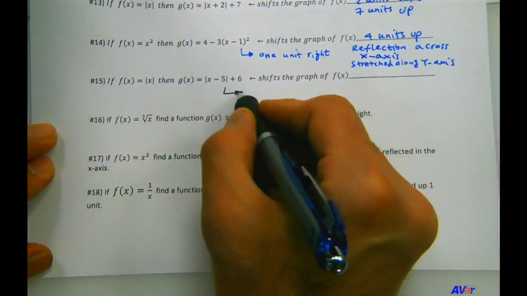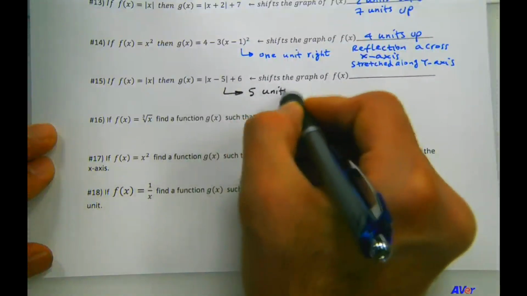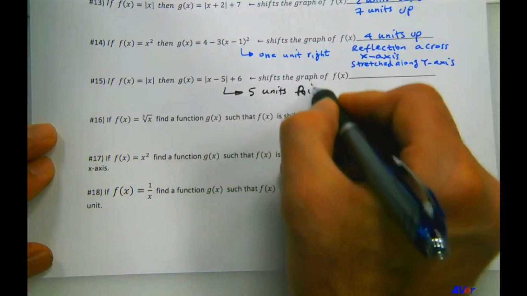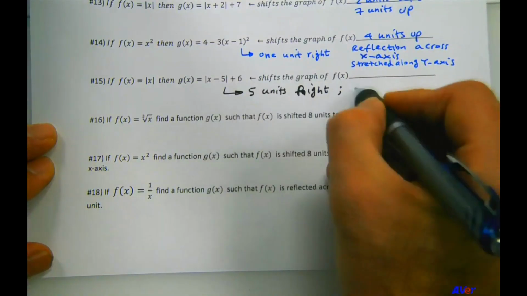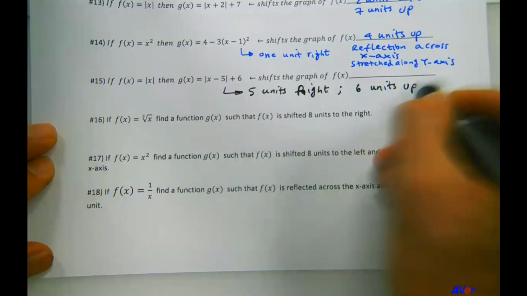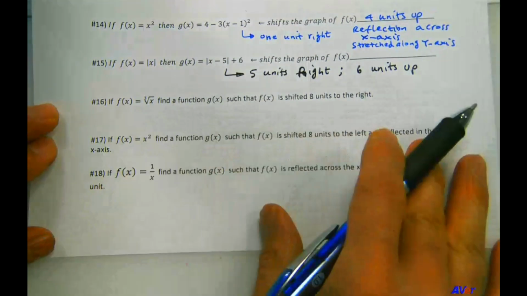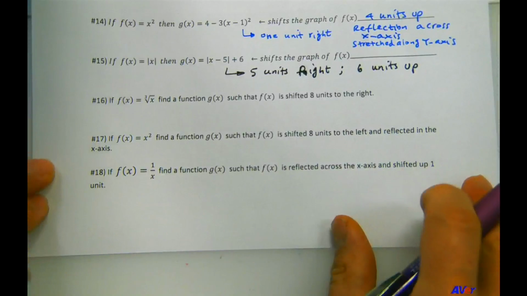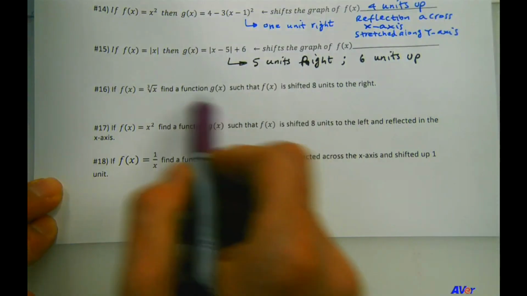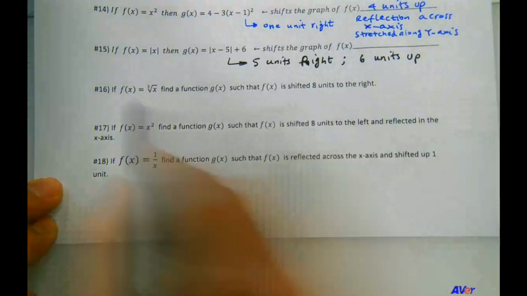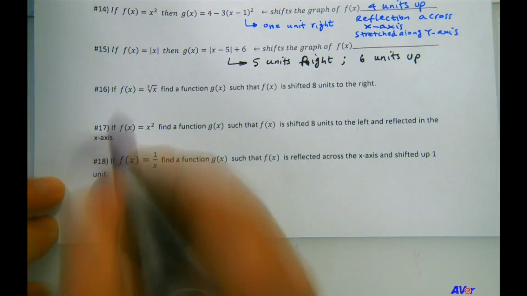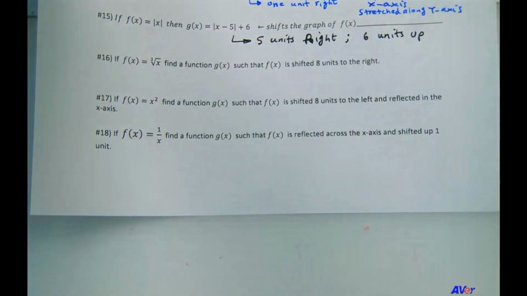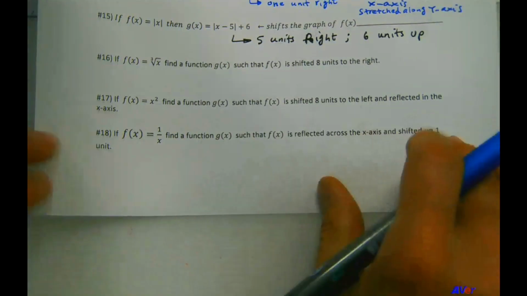So here we have 5 units right and 6 units up. Oh, so 16, 17, and 18 are different types of problems. Here they say that given this function, then find another function g of x such that f of x is shifted 8 units to the right. So go ahead, pause the video, answer 16, 17, 18 as best as you can, and then come back to the video. Okay, I'm assuming you've done that.